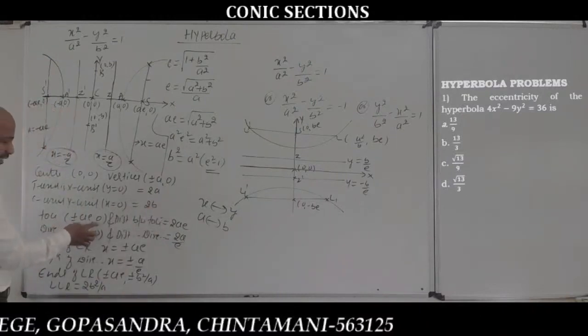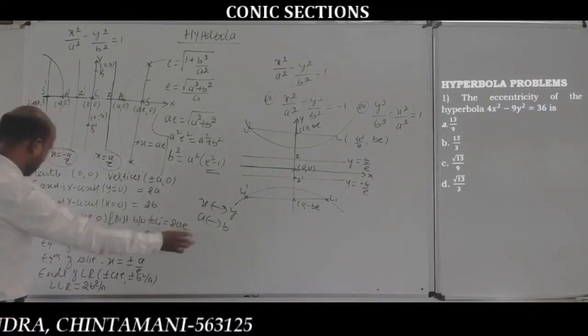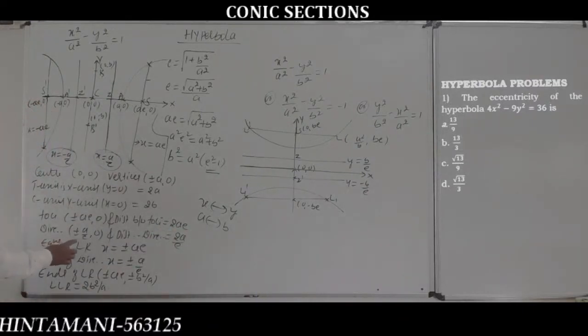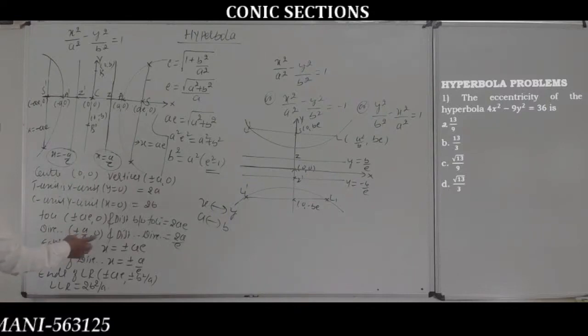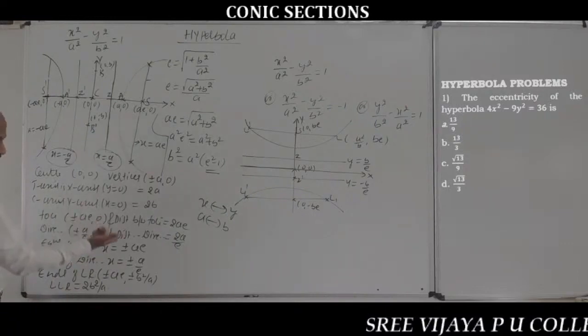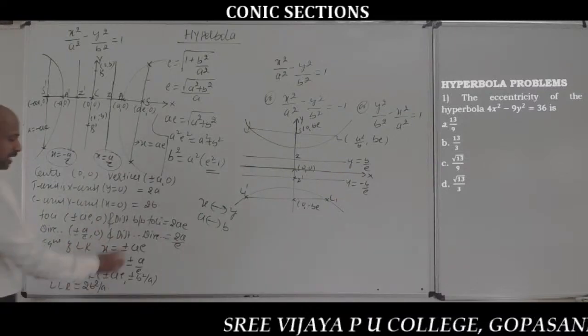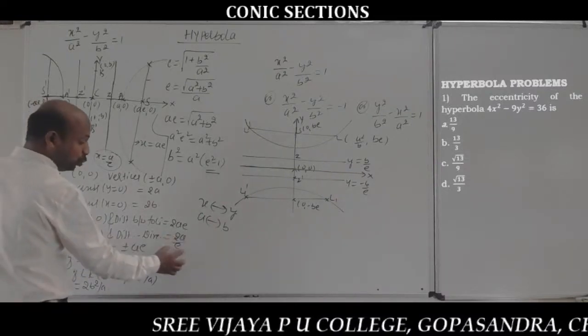Coordinates of foci 0 comma plus or minus b e. So distance between the foci is 2be, and coordinates of directrices 0 comma plus or minus b by e ಆಗುತ್ತೆ. ಓಕೆ, x coordinate y coordinate ನ ಚೇಂಜ್ ಮಾಡಬೇಕು, a ಮತ್ತೆ b ನ ಚೇಂಜ್ ಮಾಡಬೇಕು. 0 ಈ ಕಡೆ ಬರುತ್ತೆ, ಪ್ಲಸ್ ಆರ್ ಮೈನಸ್ ಆ ಕಡೆ ಹೋಗುತ್ತೆ, a ಜಾಗದಲ್ಲಿ b ತಗೊಂಡ್ರೆ 0 comma plus or minus b by e ಆಗುತ್ತೆ. So distance between the directrices is 2b by e.